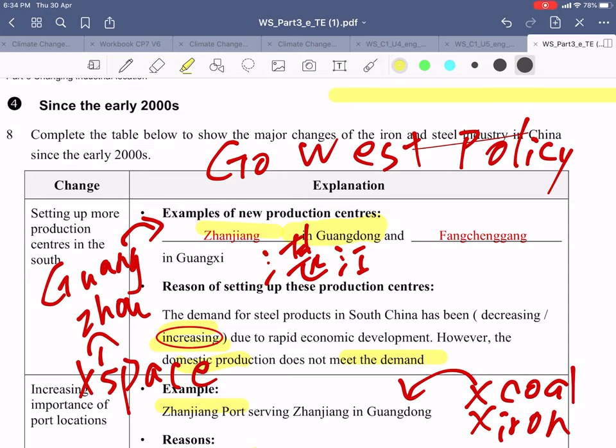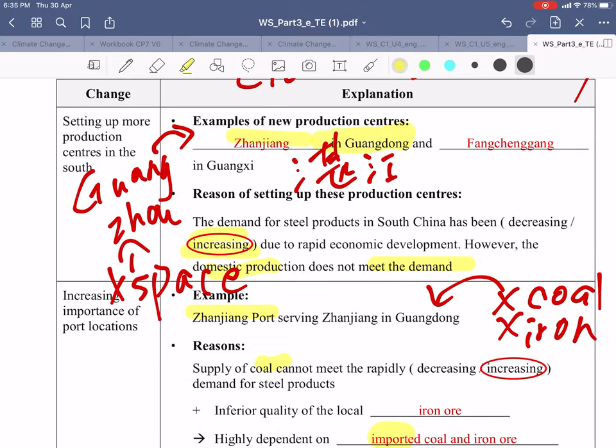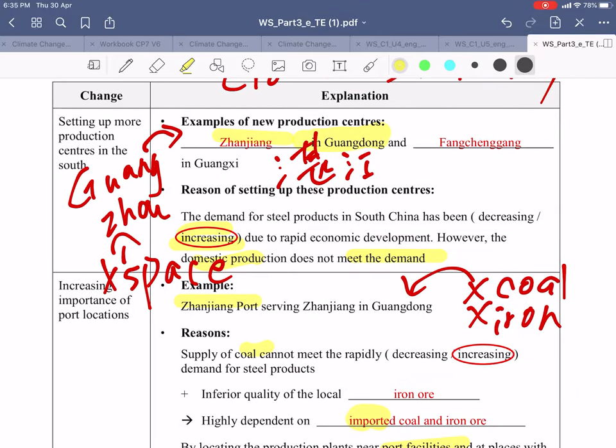Anyway, now we move to Zhanjiang, which is farther away from Foshan and Panyu than Guangzhou. Okay, and why? Because the demand for steel products in China is increasing, but nowadays production is not enough to meet the demand, so we need a larger space to do so.